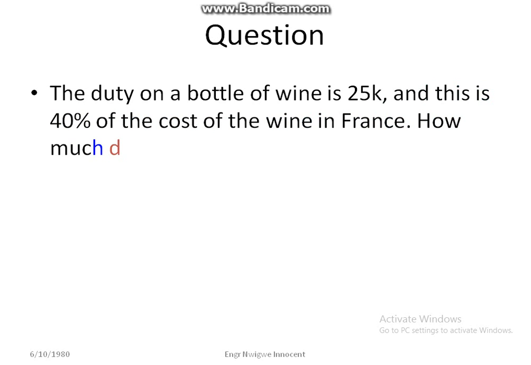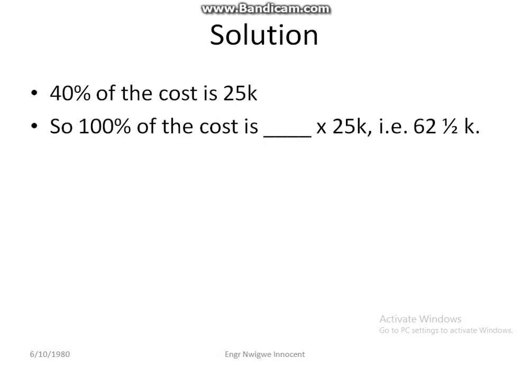Question: the duty on a bottle of wine is 25 kobo, and this is 40% of the cost of the wine in France. How much did the wine cost? Solution: 40% of the cost is 25 kobo. So 100% of the cost is 100 over 40 times 25 kobo. That is 62.5 kobo. Question 11.